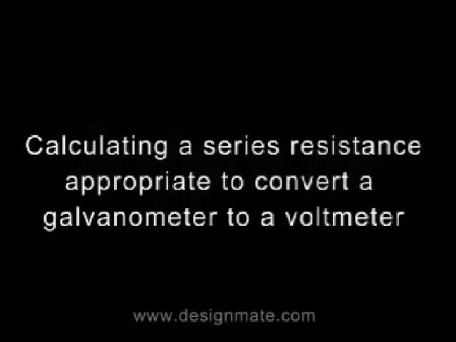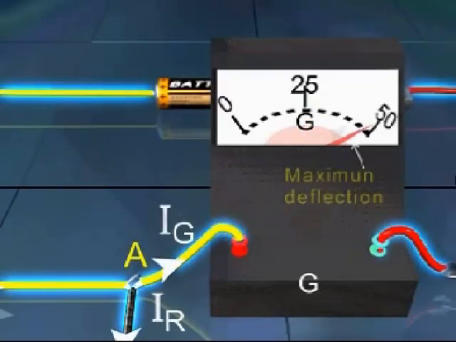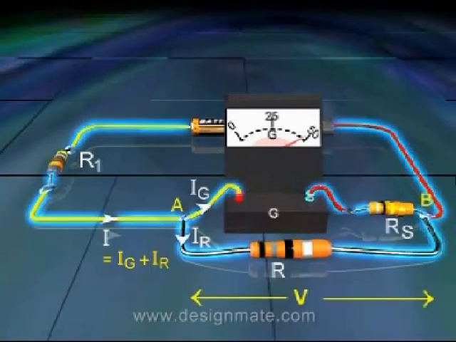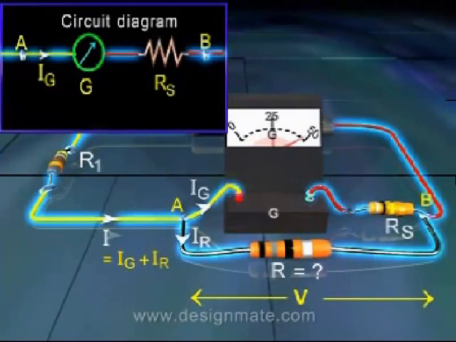Calculating a series resistance appropriate to convert a galvanometer to a voltmeter. Consider a galvanometer with its resistance equal to G and a current Ig for its maximum deflection. One wants to convert it to a voltmeter to read a maximum voltage V. What should be the value of the series resistance to be used in series with G?